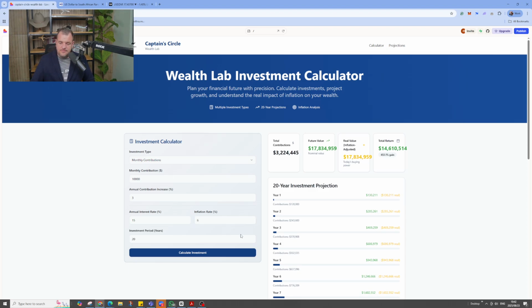If we use a simple calculator and say we invest 10,000 rand a month, at a 3% annual contribution increase, at a 15% interest rate, over a 20-year period, what does that mean? It means we would have 17.8 million rand invested. Our total returns would have been 14.6. But here's the difference: our real value, adjusted for inflation, would be 5.5 million.